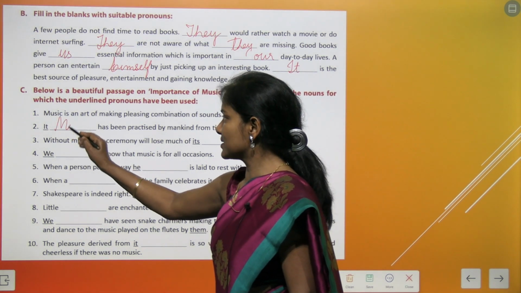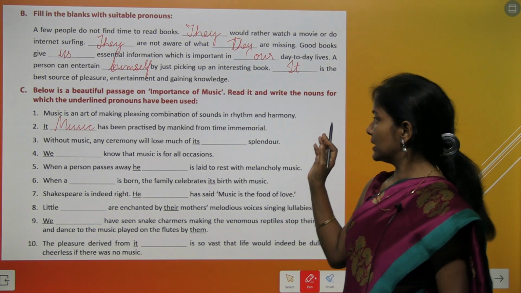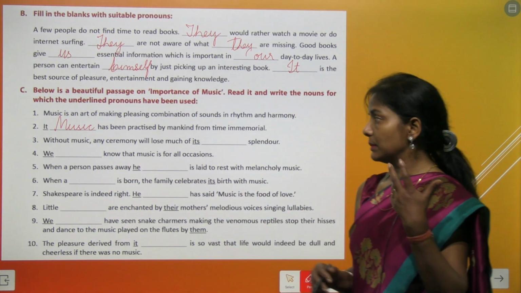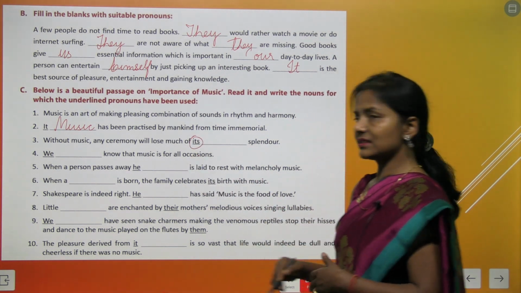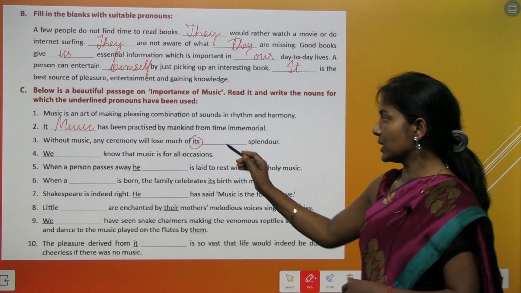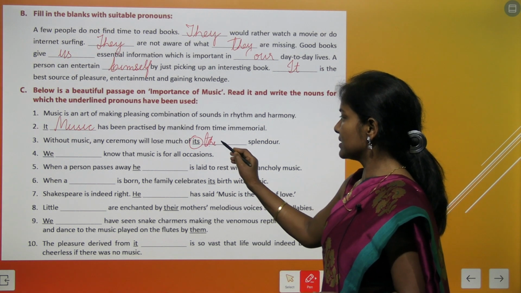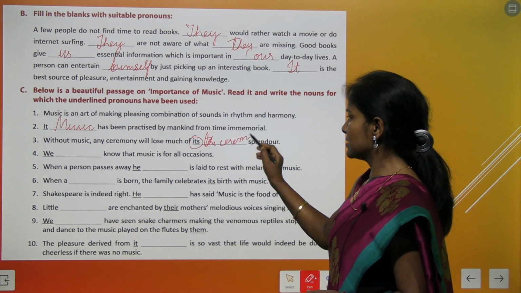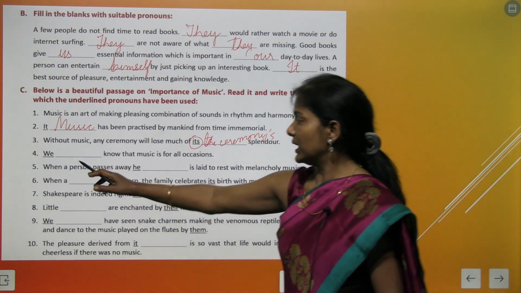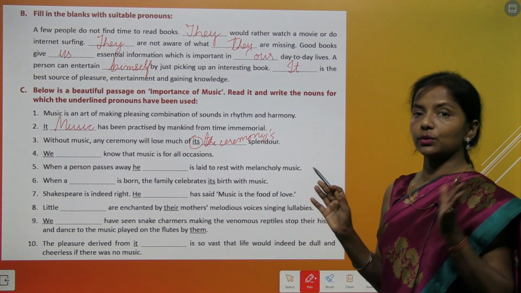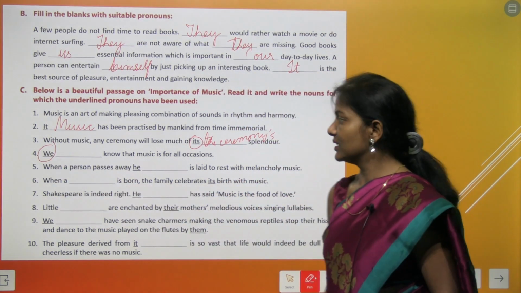Music. Music has been practiced by mankind from time immemorial. Without music, any ceremony will lose much of its splendor. अब ये it's किसकी जगह यूज हुआ है? इसकी जगह noun क्या यूज होगा? Much of the ceremony's splendor. Ceremony's splendor. We all know that music is for all occasions. We pronoun किसके लिए use हुआ है? We.